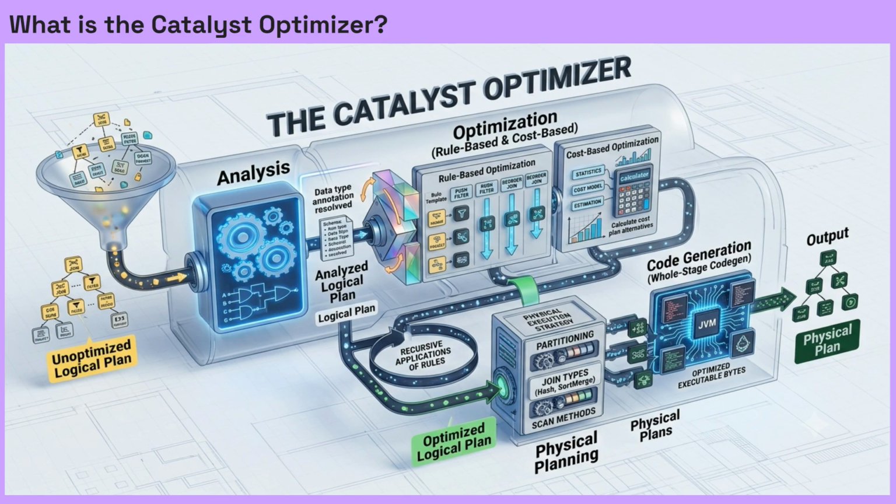Stage 2, logical optimization. Rule-based optimization, RBO. The plan enters a machine that repeatedly applies logical rules. Shortcuts like pushdown filter happen here. For example, if you only want data where age greater than 21, Spark moves that filter as close to the data source as possible so it doesn't read unnecessary data.